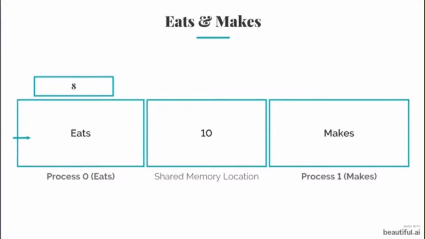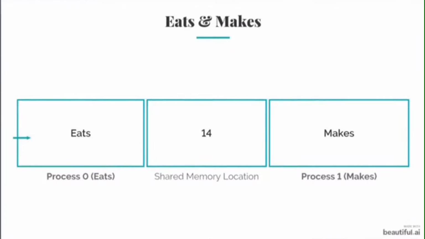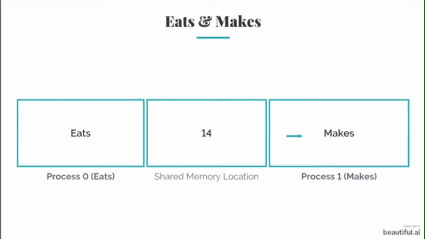So let's say process 0 starts first. It's going to eat 2 donuts, which means that it's going to subtract 2 from the 10, giving us 8, and then it's going to update the shared memory location. So now the 10 becomes 8. Now technically it's process 1's turn, and process 1 is interested in making donuts, so it makes 6 donuts and it updates the shared memory location with 14. Next, it's supposed to be process 0's turn, but let's say process 0 is not interested in eating any more donuts, and process 1 is interested in making more donuts.